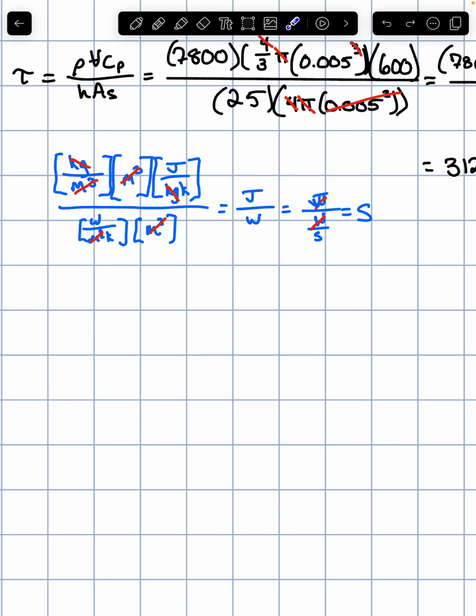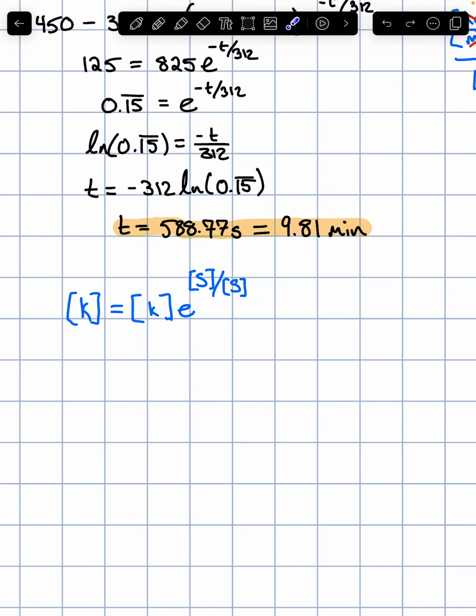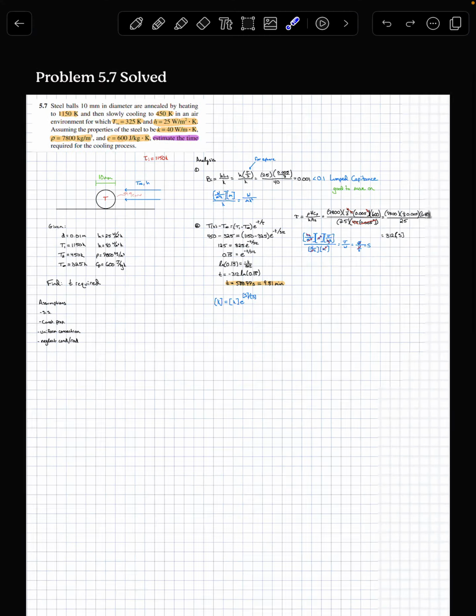So plugging in our 450, 325, 1150, and 325, and our 312, we can go ahead and just math it out, simplify going down, use the natural log to cancel that e, and we get our time equal to 588 seconds, or about 9.8 minutes. And with that, we're done.